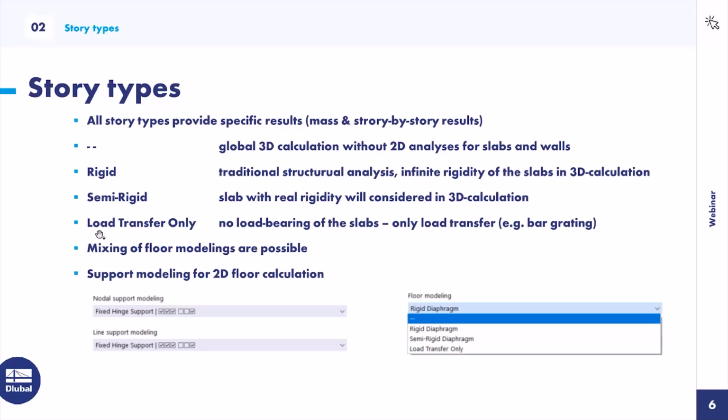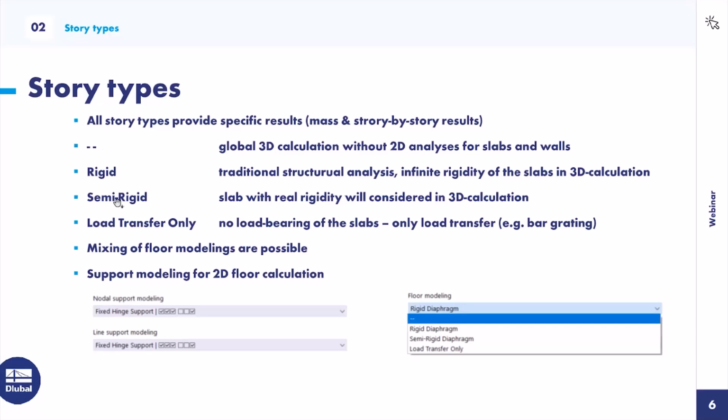Okay, then we have the load transfer only. With this type of slab, there is no load bearing, only a load transfer. Like the surfaces I showed you for the windows, these surfaces don't have load bearing, they only transfer the loads to the walls and so on. And a good example is a bar grating.